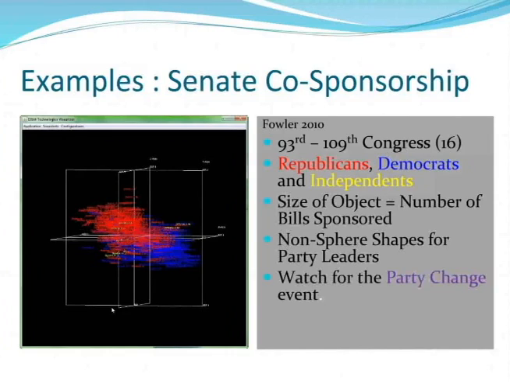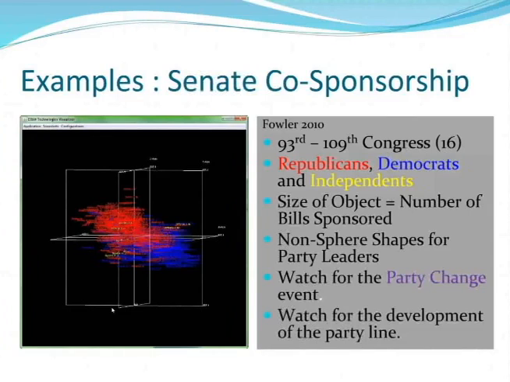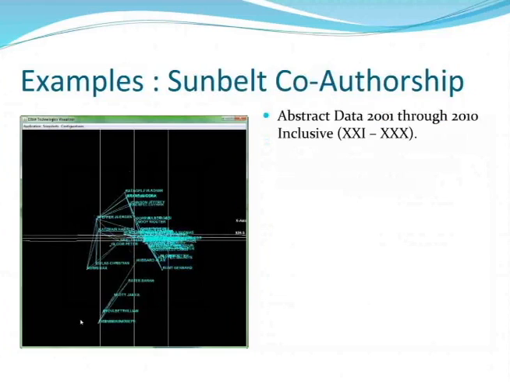The next data set comes from Dr. James Fowler. It's currently the 93rd through the 109th Congress, which is 13 points in time. And what this data represented was the co-sponsorship of Senate bills among the different senators. I have colored them appropriately for the way the U.S. colors their senatorial parties. Republicans are red, Democrats are blue, Independents are yellow. The size of the object will represent the number of individual bills sponsored by a given senator.